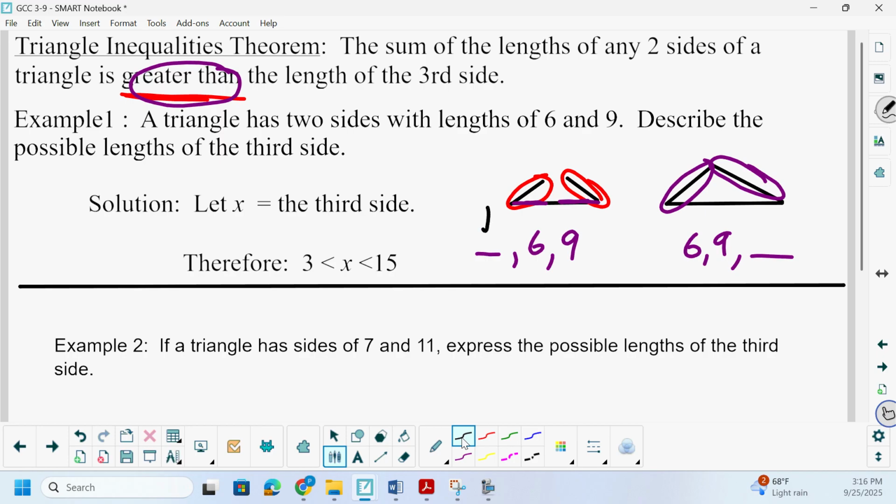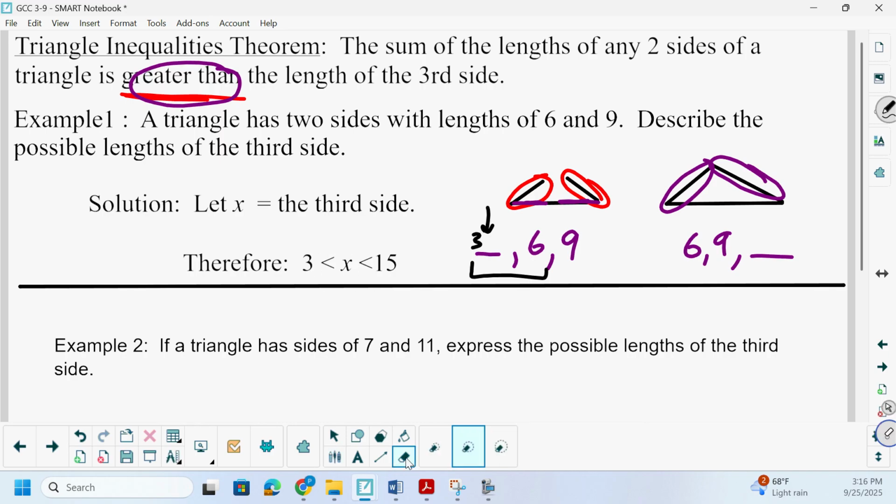So let's think about this small one. Remember, if we add these two together, they have to be bigger than the large one. They have to be bigger than 9. So therefore, 3 is what would make them equal, but we need it to be not equal, we need it to be greater than. So 3 still isn't quite good enough. So what we would want is our side x to be greater than 3.